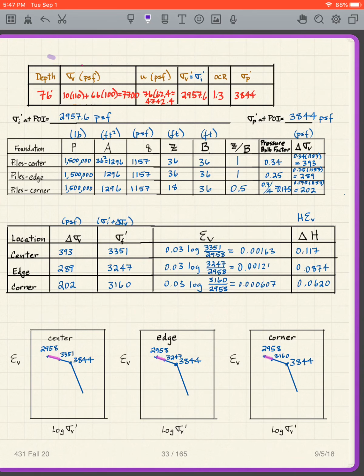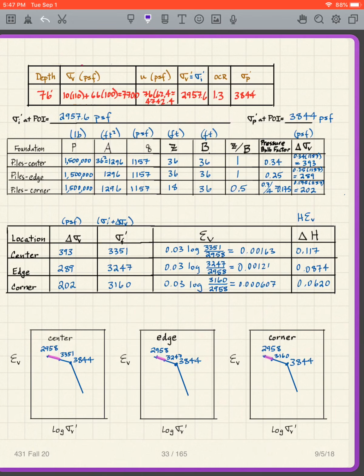Okay, so this is the table we just filled in. And so we have our sigma prime I at our point of interest, our sigma prime P at our point of interest. And now I want to evaluate the settlement at the center, edge, and corner. So our P is what? The weight of the structure. Our area is B squared, 36 squared. And our Q is that.